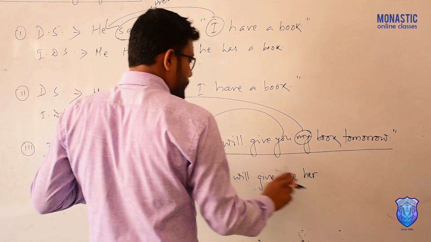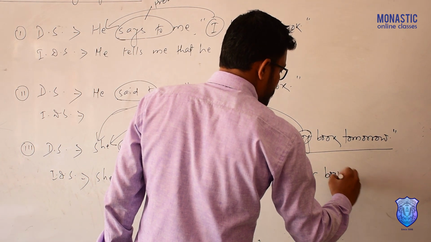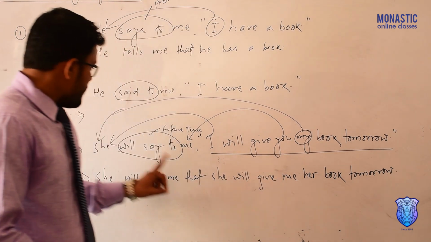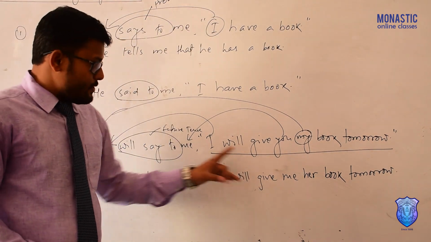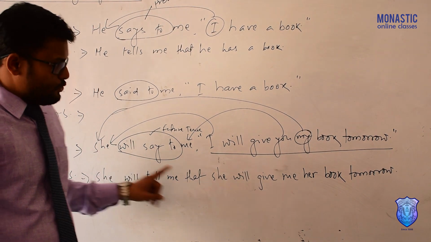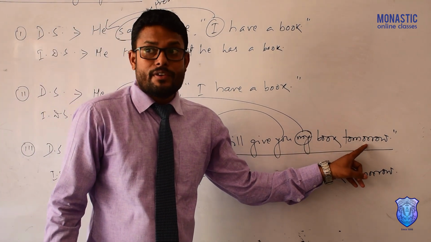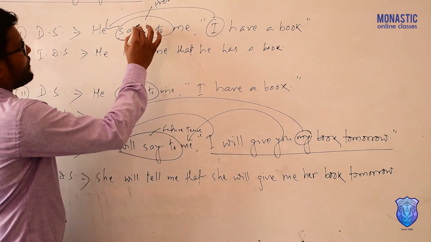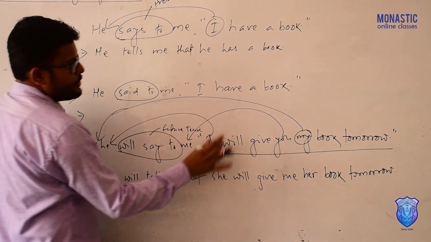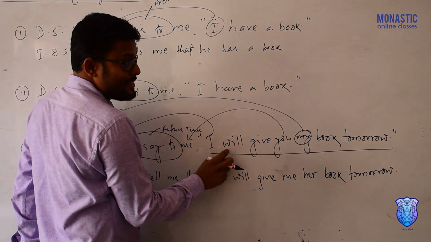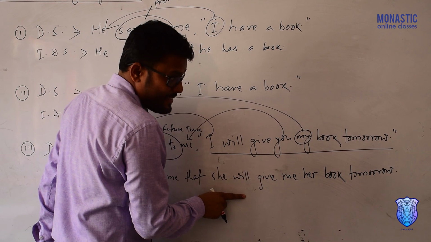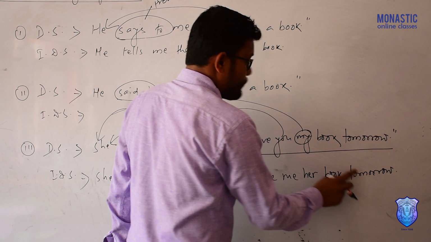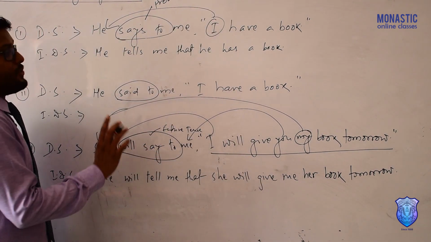"My" is first person, so "my" becomes "her book tomorrow". One thing, as we are not allowed to change the tense when we find that the reporting verb is in the present or future tense, we should also not change the time adverbials into the indirect speech form. So when you find that the reporting verb is in present or future tense, there should be no change in the tense of the reported clause in indirect speech. Like I said, we should also not change the adverbials in indirect speech when the reporting verb is in present or future tense.